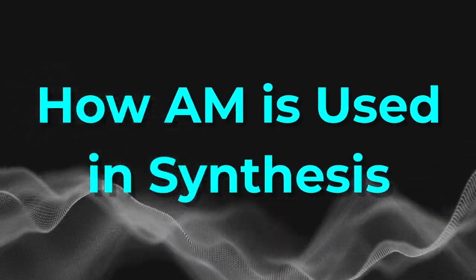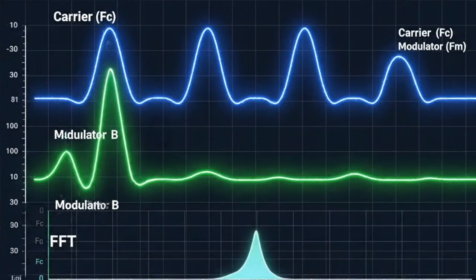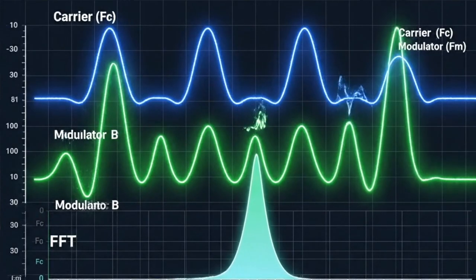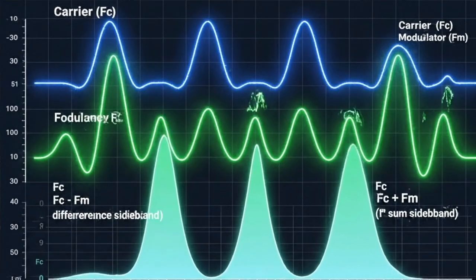So, how AM is used in synthesis. In synthesis, amplitude modulation takes on a more creative role. Instead of transmitting information, it's used to sculpt the harmonic content and perceived movement of a sound. The core remains the same. One oscillator, the carrier, has its amplitude controlled by another oscillator, the modulator. When the modulator is at an audible frequency, the results are perpetually interesting.